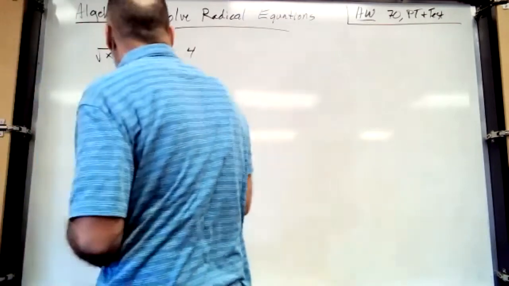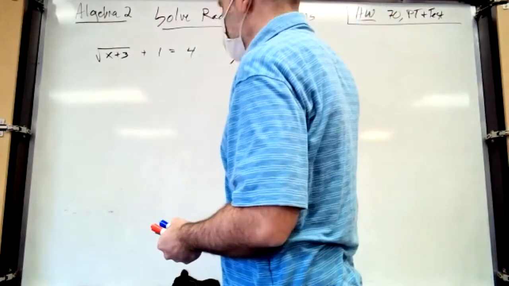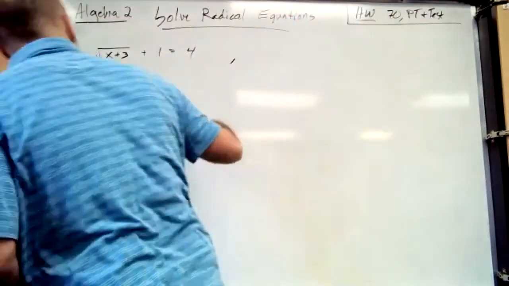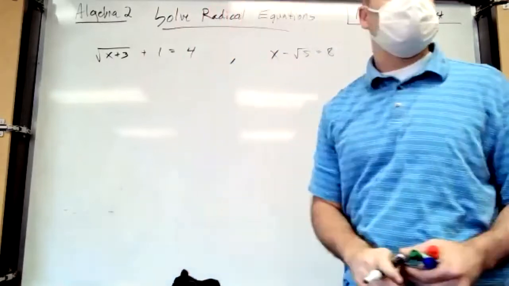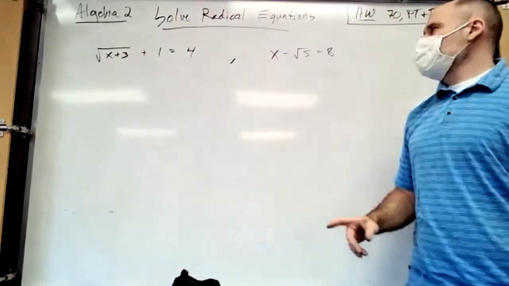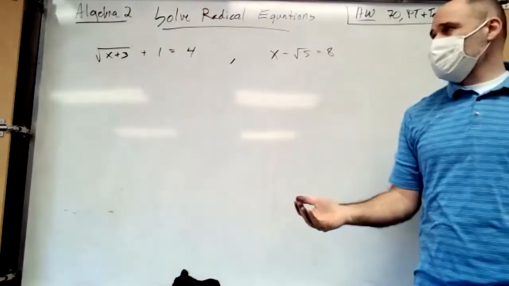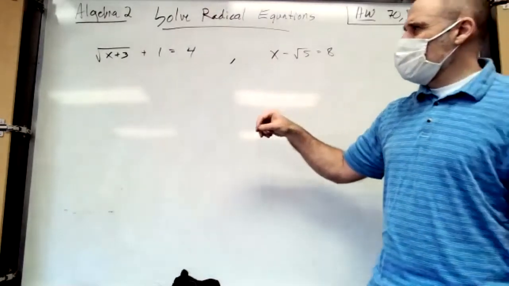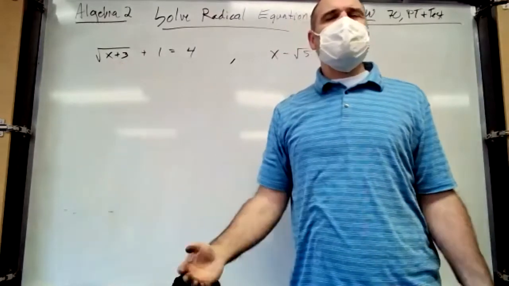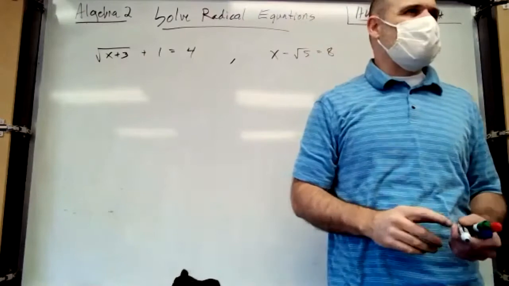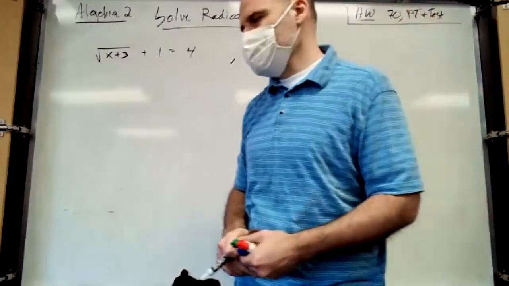Okay, so this is a radical equation. This is not a radical equation: x minus square root of 5 equals 8. Because you don't have to get rid of that radical. You can simplify that, whatever, but a radical equation is an equation that has an x inside the radical. Your unknown, your variable that you're trying to solve for, is inside the radical, okay?